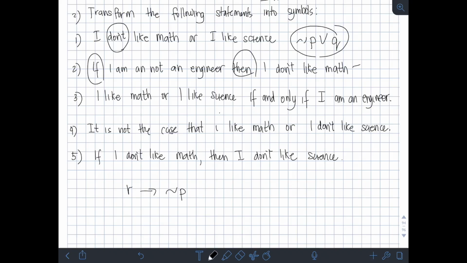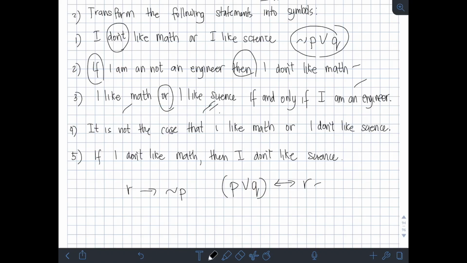Next. 3. I like math or I like science if and only if I am an engineer. So, this time, inuna muna natin yung P tsaka R. So, therefore, P or Q. I mean, Q pala to, not R. Then, if and only if. So, in if and only if natin, yung symbol is ito, right? I am an engineer. So, I am an engineer is letter R. So, therefore, P or Q if and only if R.